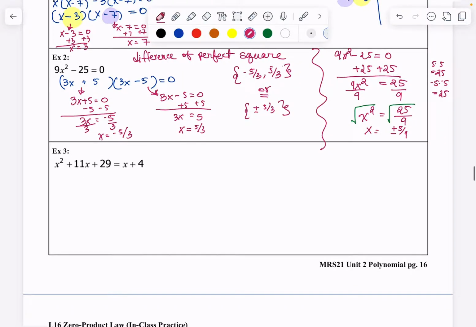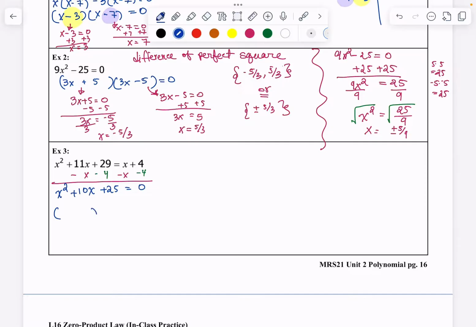Let's take up the next one. The next one, we have to set it equal to 0. We minus x, and then we have to subtract 4 as well. Minus 4 minus 4, which leaves us with x squared plus 10x, 29 minus 4 is 25, is equal to 0.